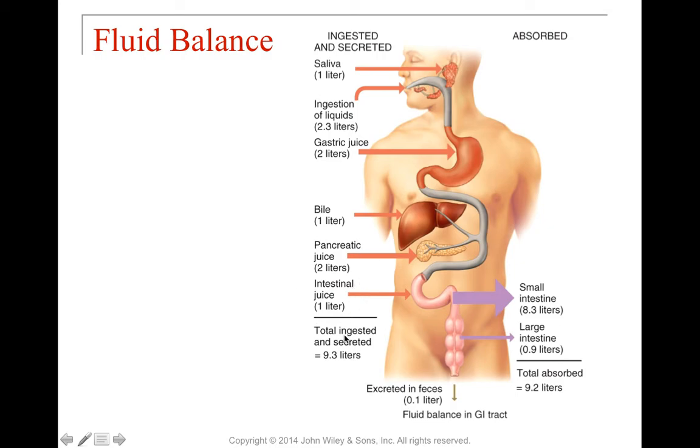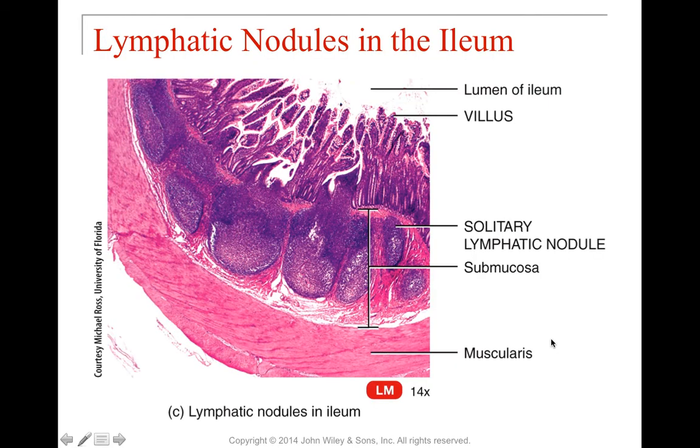So the total that we are ingesting and secreting is approximately 9.3 liters in and approximately 9.2 liters out. And only 0.1 liter is actually going to be excreted into feces. Why? Because the role of the small and the large intestines is water resorption, right? We want to make sure that we are compacting that fecal matter down so that we give it the minimum amount of water necessary to be able to be smoothly excreted. The rest of it needs to be resorbed back into our body.